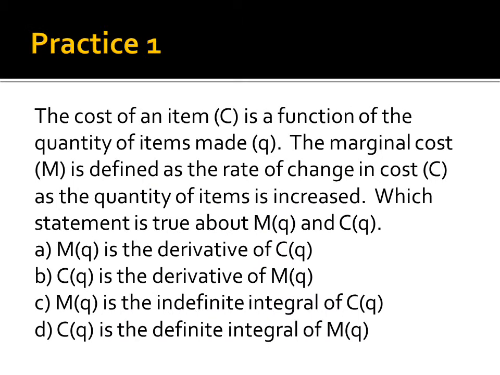Okay, let's do some practice on this. And I'll pull an example from economics. The cost of an item C is a function of the quantity made Q. The marginal cost M is defined as the rate of change in cost C as the quantity of items is increased. Which statement is true about M of Q and C of Q? Both M and C are functions of Q. Now, just as a side note, this reflects the fact that the more you make of something, usually the cheaper it is to make each item.